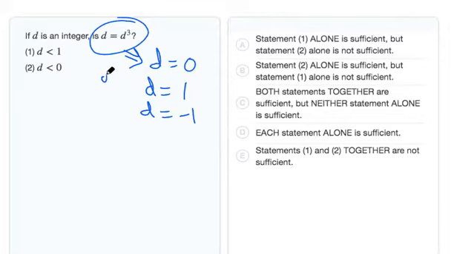The answer would be yes if d is any of these values. If d is not any of those values, then the answer would be no. And if we can't conclude whether d is these values or definitely not those values, then we wouldn't be able to answer the question. So let's dive into each statement. Let's do statement 1 first.